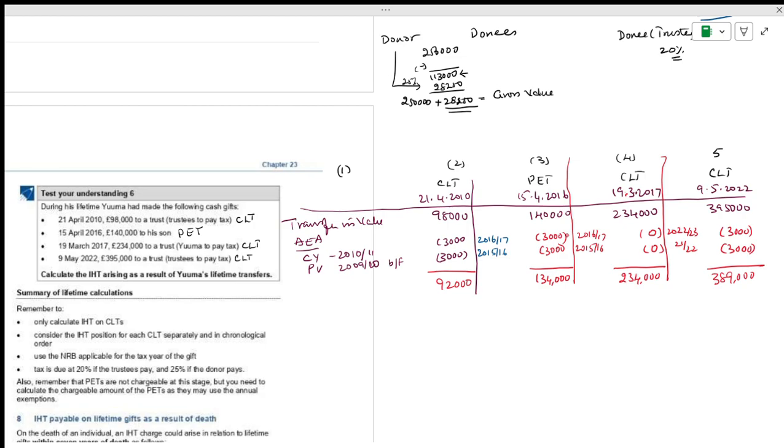Now nil rate band. This is the chargeable amount. Okay, NRB. How much is the NRB? 325. This is for which year?